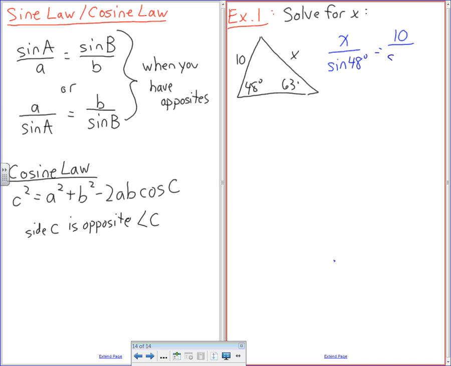Now again, if you get confused about how this is set up, whatever side you have, your side length, let's say it's in the numerator, all the numerators are going to be lengths, and all the angles are going to be denominators. If you flip it the other way, it's kind of wrong.